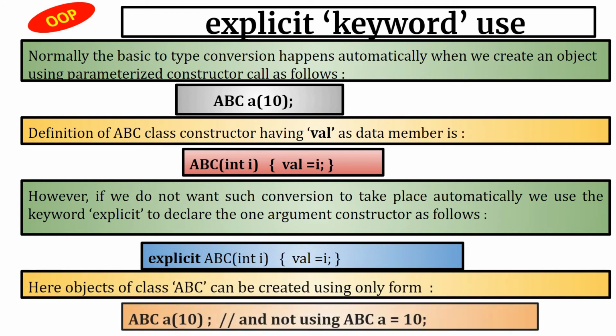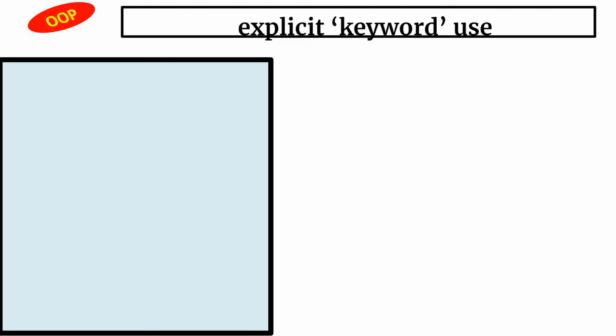Here the objects of ABC can be created using only the form ABC of 10, that is implicit parameter. You cannot use explicit type of assignment for explicit keyword use. So we will see about the explicit keyword use.